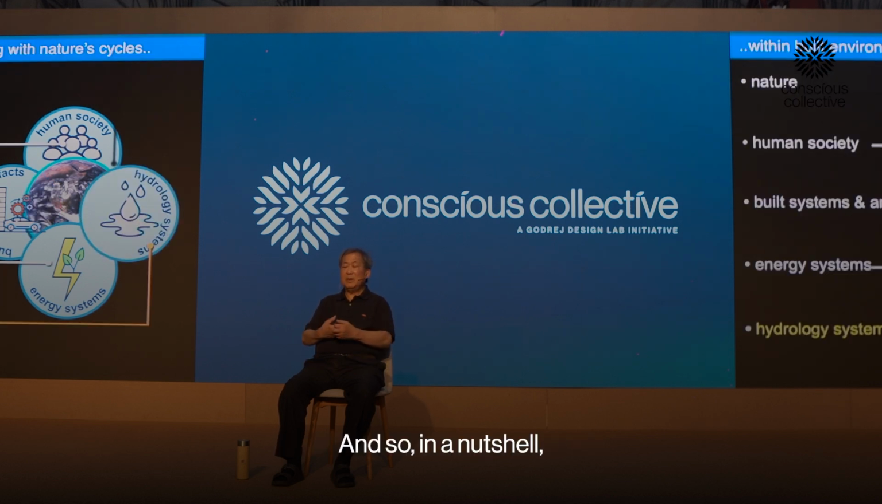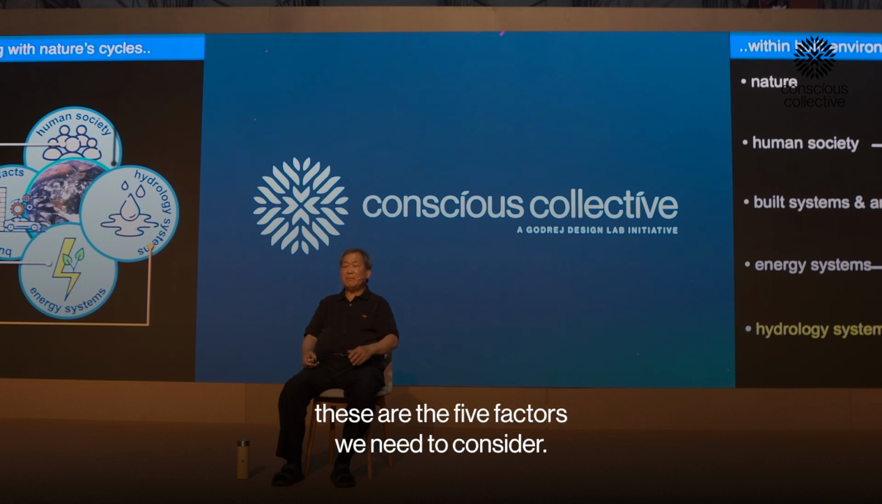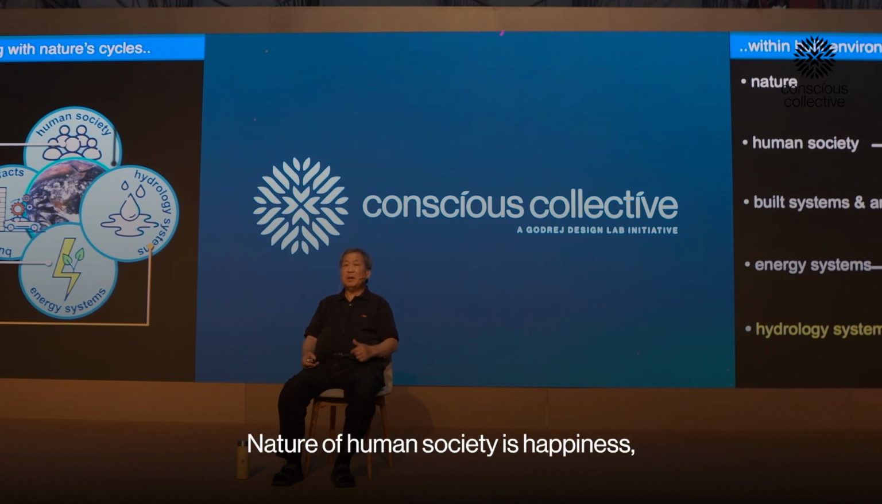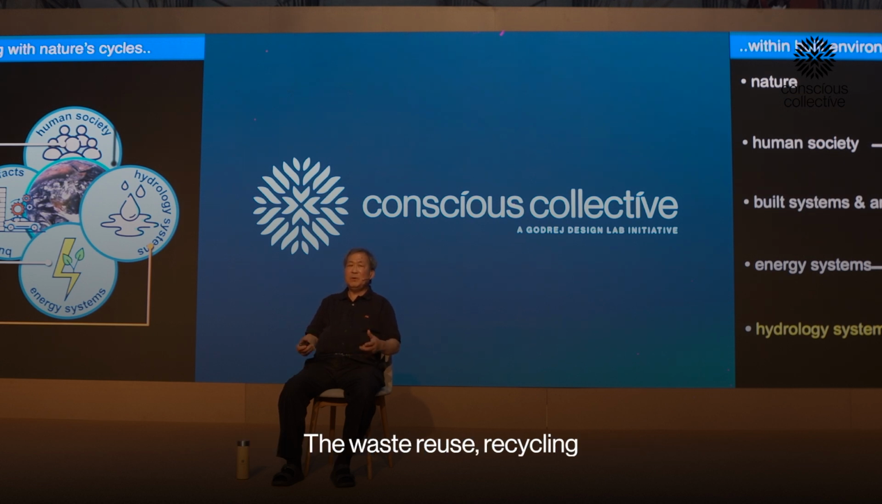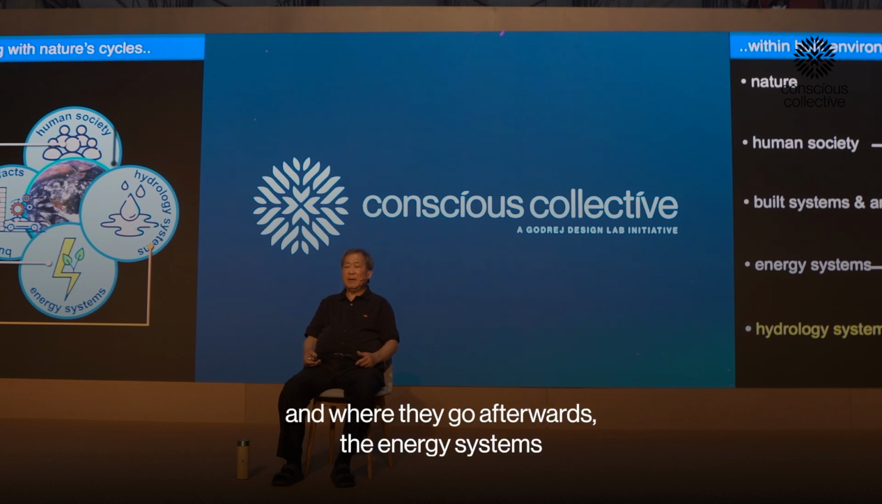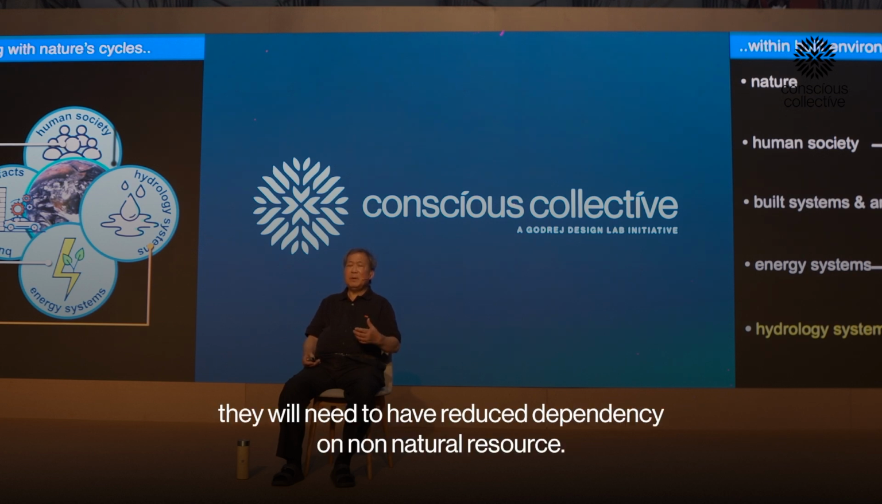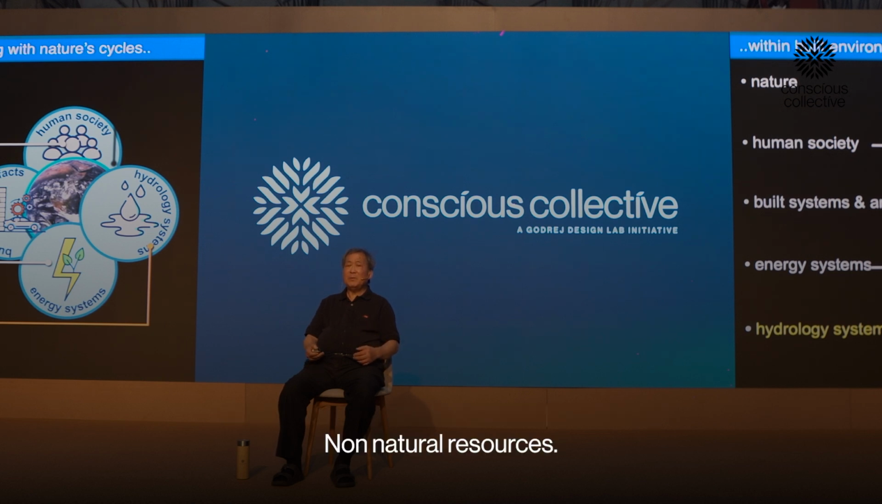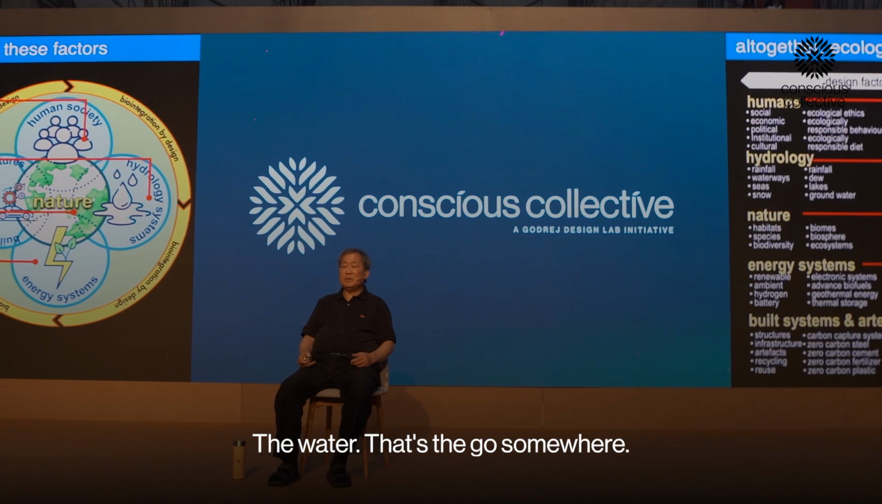And so, in a nutshell, these are the 5 factors we need to consider. Nature; our human society, its happiness, well-being, and comfort; our built systems; the waste, reuse, recycling, and where they go afterwards; the energy systems, where we need to reduce dependency on non-natural resources. And then there is hydrology, the water that has to go somewhere.